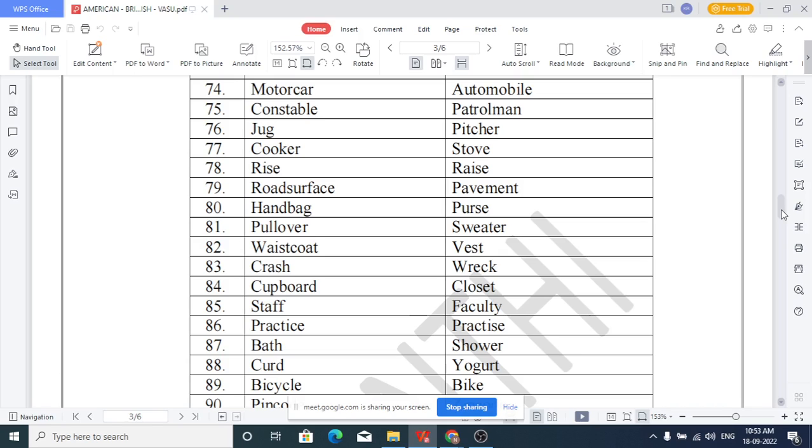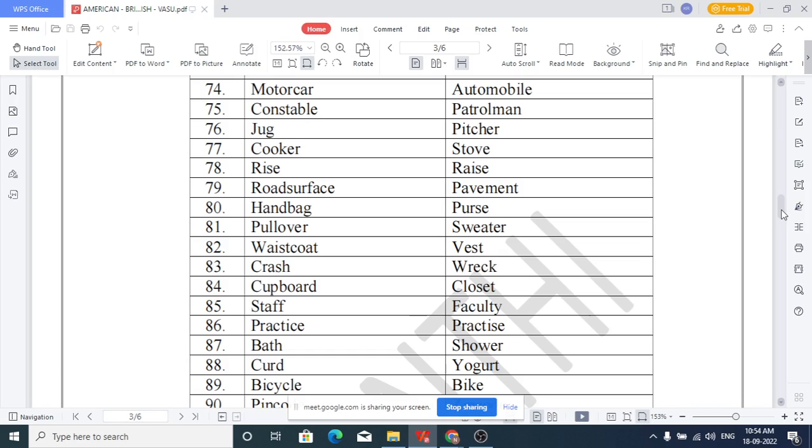Carry on. Road surface, pavement. Handbag, purse. Pullover, sweater. In British it's called pullover, meaning the sweater, the overcoat. So in India or in America we call it sweater. Okay. Waistcoat, vest. Crash, wreck. Cupboard, closet.